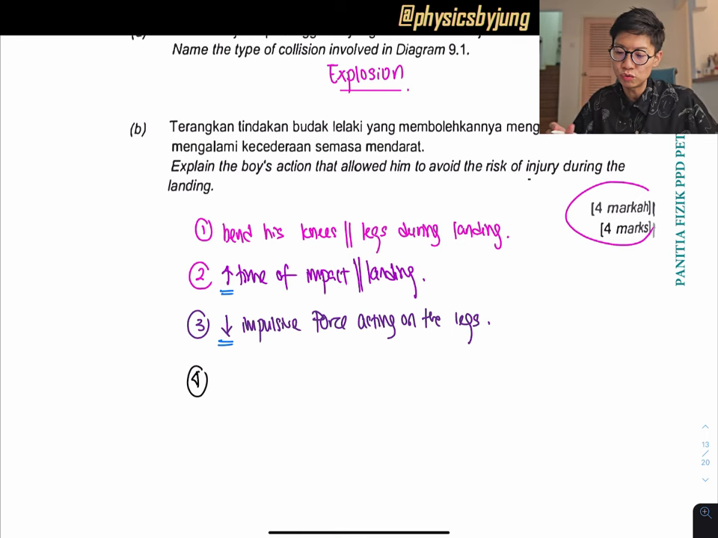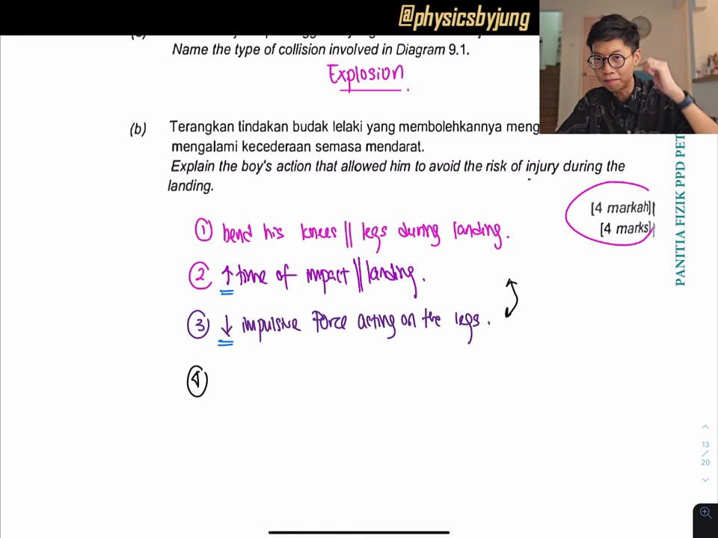Okay, sometimes between your second and third answer, there might be a connection. What's the connection? Is there a relationship between your second point and your third point? How does your time of impact affect your impulsive force?